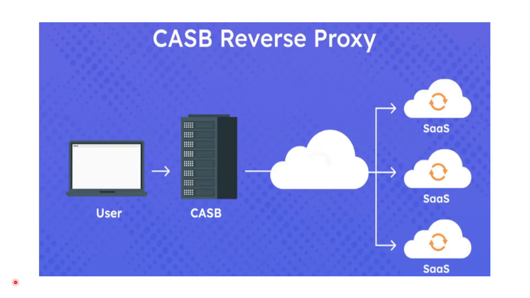Here is more detail about Reverse Proxy. It sits between the user and the cloud service, such as Salesforce or Office 365, without requiring an agent. It is ideal for unmanaged or third-party devices, allowing companies to restrict actions like downloads or printing when employees access corporate apps from personal devices.